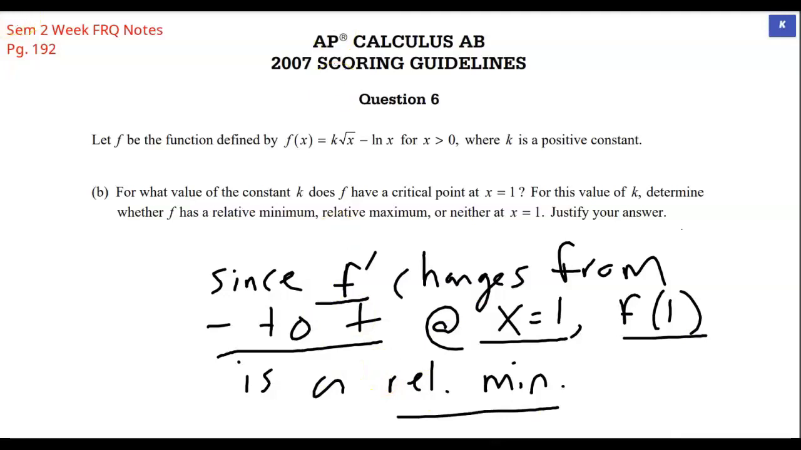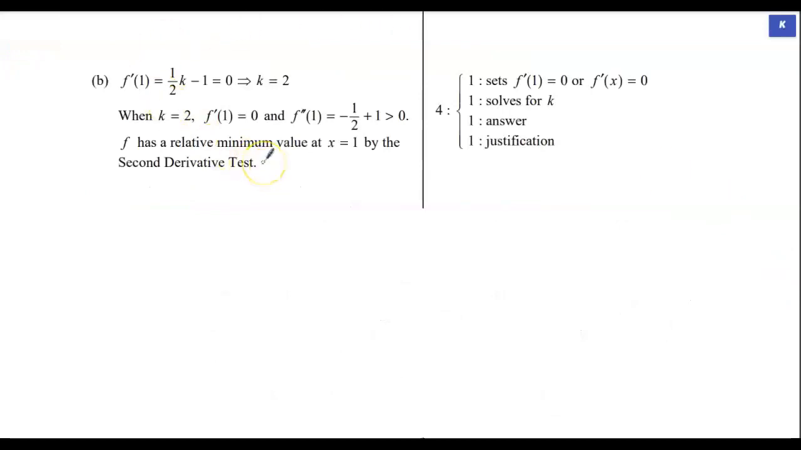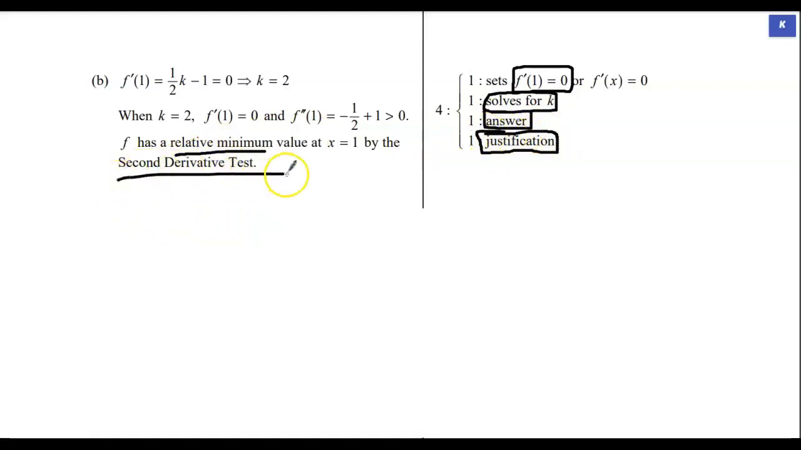Let's go ahead and see how they would grade us here. Wow, I'm impressed. This is a 4-point question here. So first of all, they would want to see that you have set the derivative equal to 0 and plugged in 1. That's 1 point. Then they give you 1 point for finishing that and solving for k. Then they give you 1 point for recognizing that it is in fact a relative minimum, and then 1 for the sentence. Now you'll notice their sentence is very different than mine. That's because they used a different test called the second derivative test, which we haven't learned about this week yet, but next week we will.